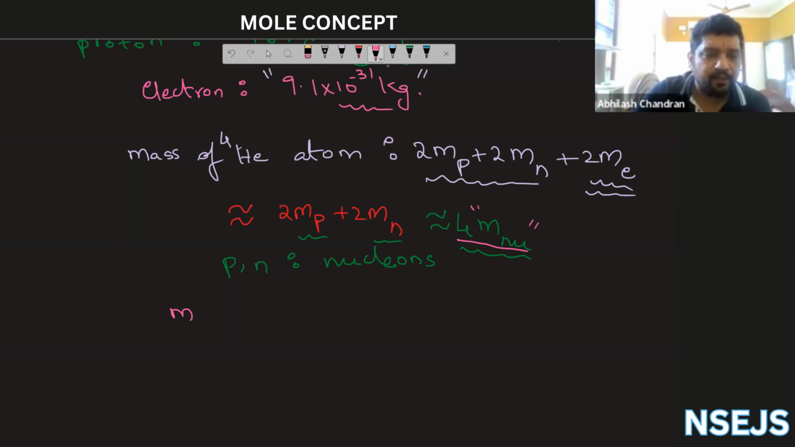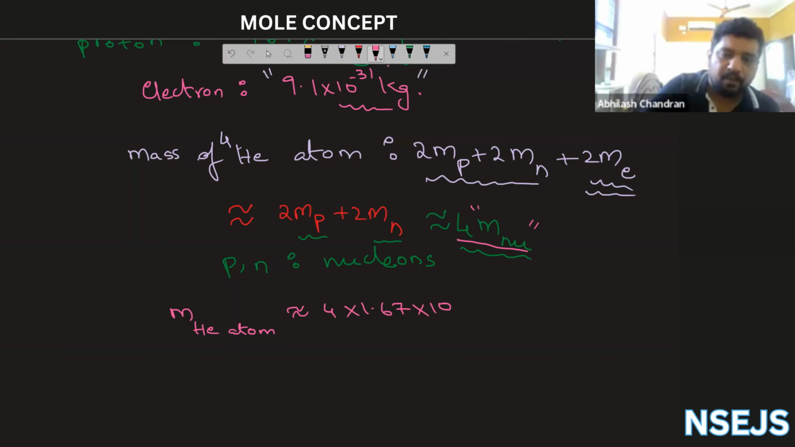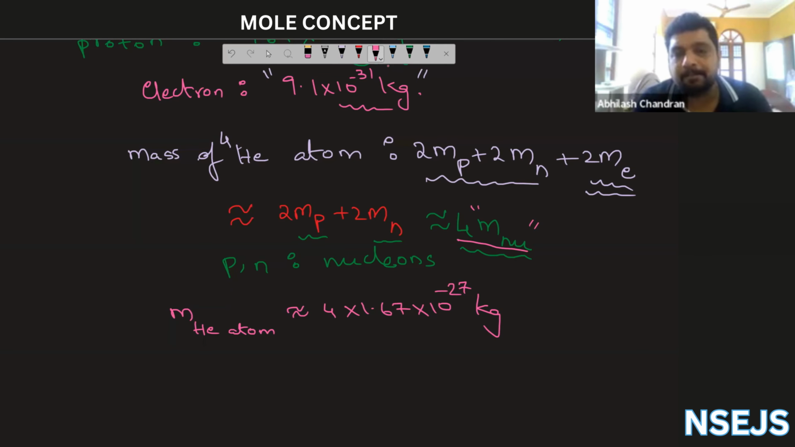So I could say that the mass of a helium atom is approximately 4 into 1.67 into 10 to the power minus 27 kg. This is what it is, right? Because if you want to speak in kilograms as the unit, of course, you can see this is a very small number, right?